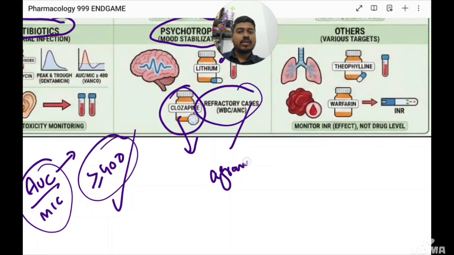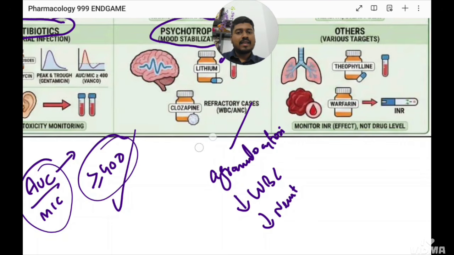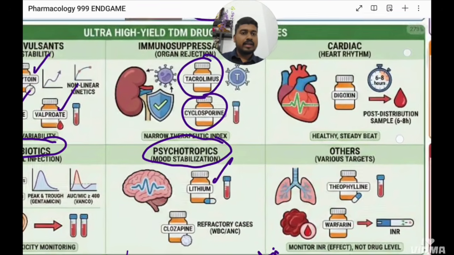agranulocytosis. Okay, agranulocytosis is a side effect. That is, you have decreased WBCs, that is decreased neutrophils. So that's why clozapine has a low therapeutic index.